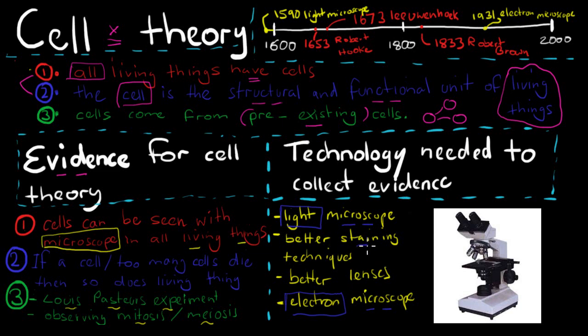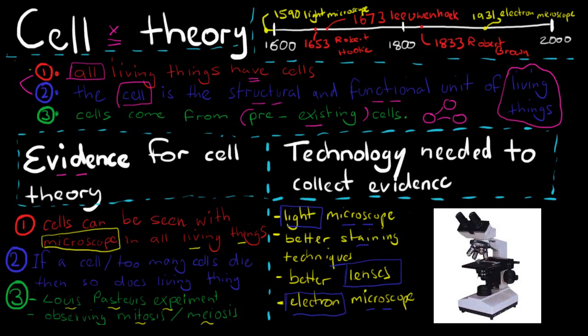Better staining techniques. That's how you get that image that has the different shades. We'll look at one of those images soon, and those different shades are done with staining techniques. And also better lenses. So not just better microscopes or new microscopes, but if the lenses are more powerful, we have more magnification, which means we can see smaller things. So these were some technological advances we needed to be able to actually give evidence for the cell theory.